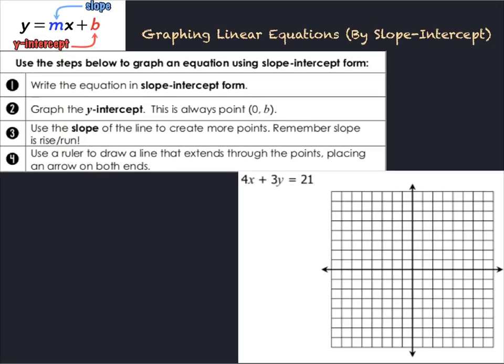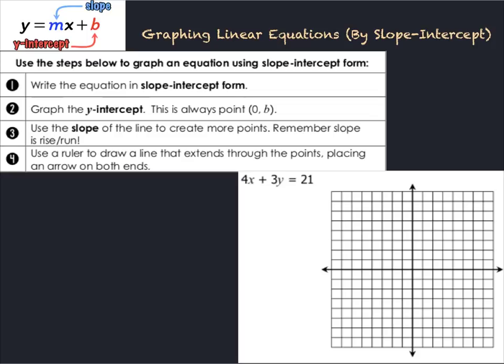So here, it wouldn't be easier to use intercepts, right? Because if you look at your x or your y-intercept, I'm sorry, your x-intercept, where you'd have to set y to be 0, well, 21 isn't divisible by 4, right? So it might be easier just to try to do this one using slope-intercept form.